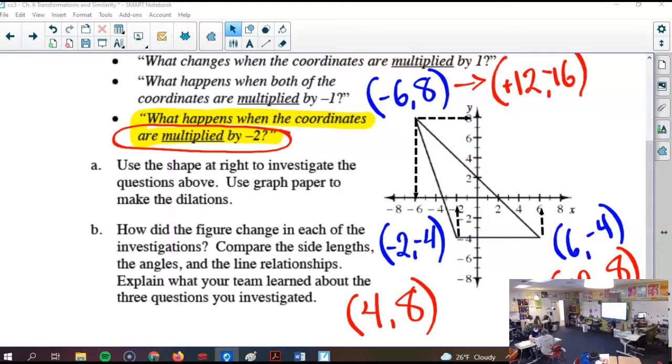Because the first red, the top point, goes to positive 12, negative 16. We get positive 12, negative 16. So it's okay. You don't even have to erase that. You can write on the side, you can pick a different color to try it again.